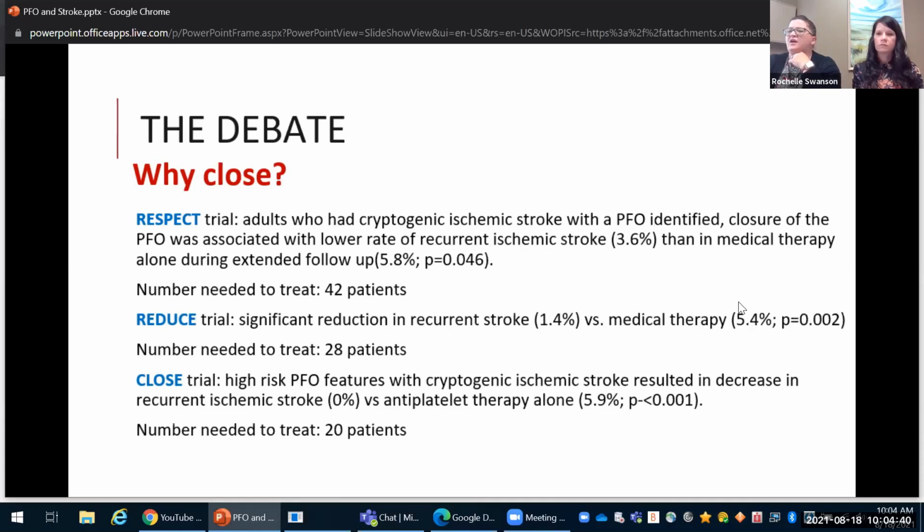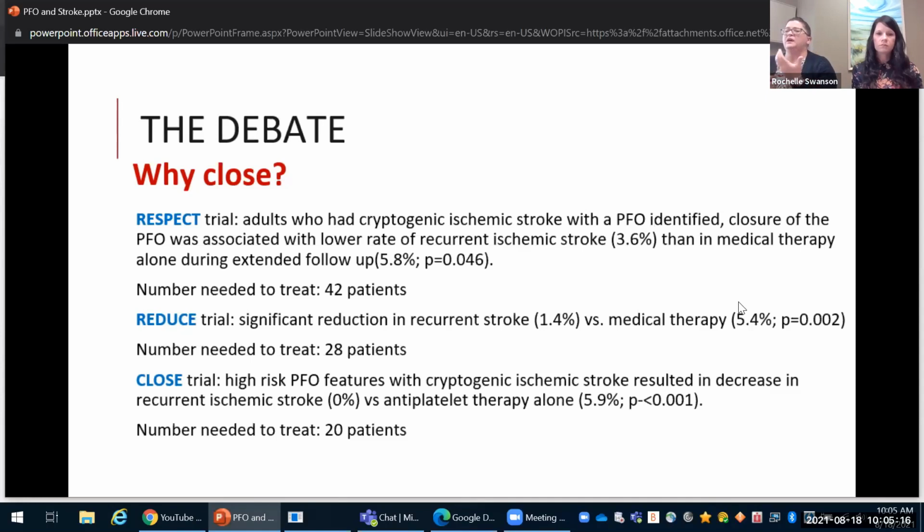And then the CLOSE trial looked at PFO closure versus medical therapy with both antiplatelets and anticoagulants, and they studied 663 patients over 5.3 years, almost 5.5 years. What they found is that recurrent stroke did not occur in the patients that they closed, and those patients with antiplatelet therapy alone were about 5.9%. And they found that the number needed to treat was even lower at 20 patients. But one of the other nice things that they did in the CLOSE trial is that they looked specifically at the medical group alone.